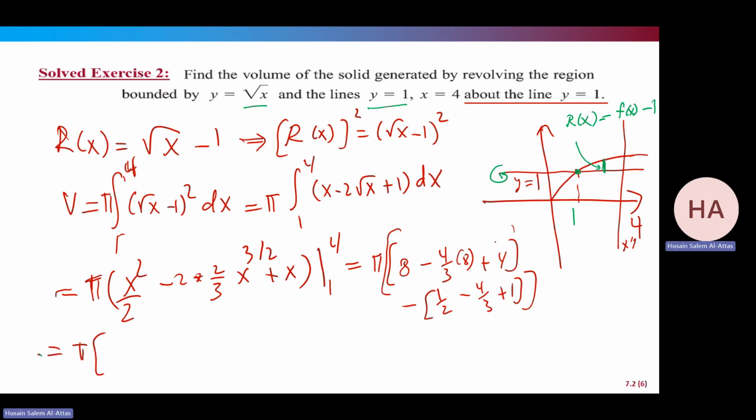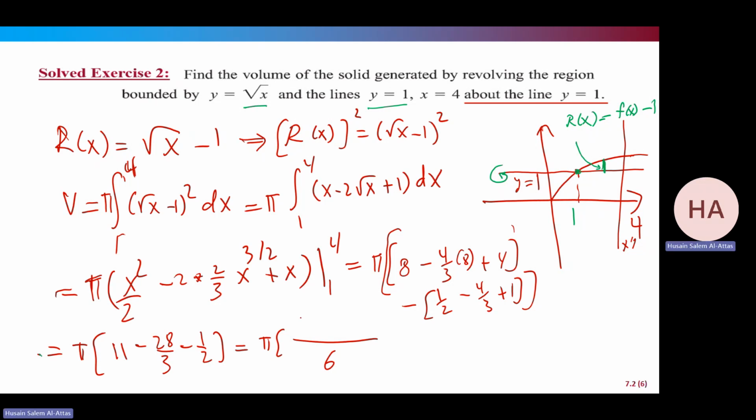Let me do the calculation. 8 plus 4, 12. Minus 1, that will be 11. I have minus 32 over 3, plus 4 over 3. That gives me minus 28 over 3. And then minus half. Okay. Half pi. This is over 6.